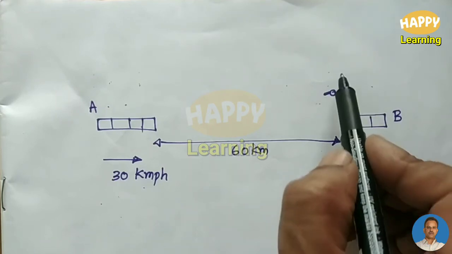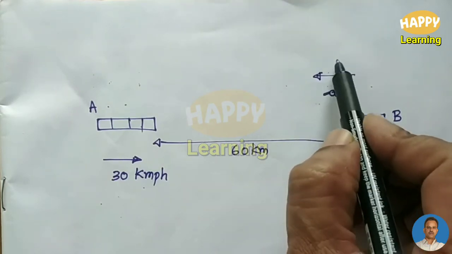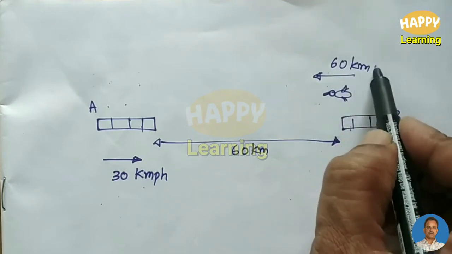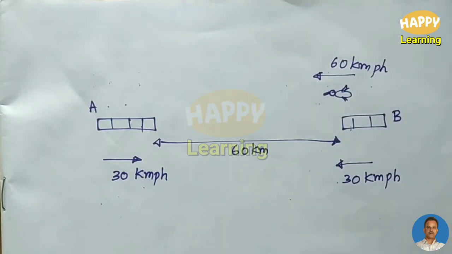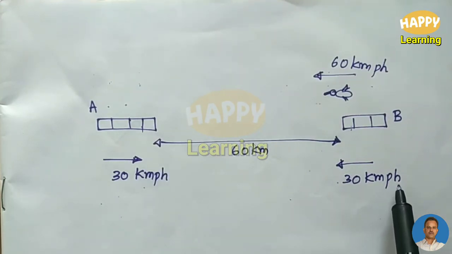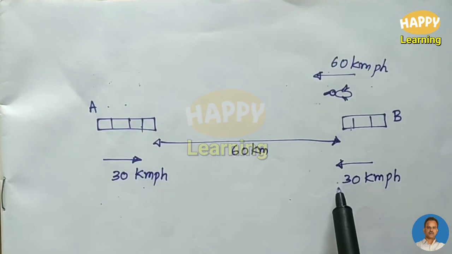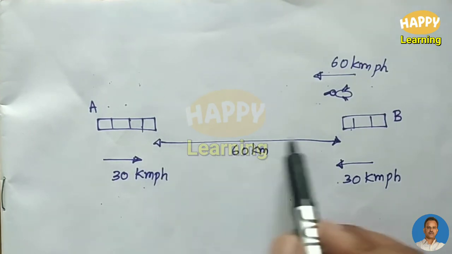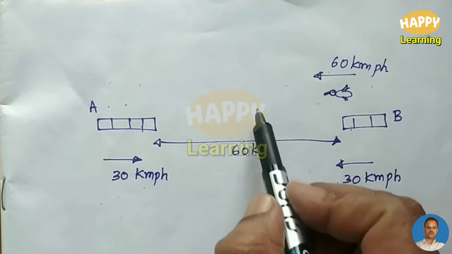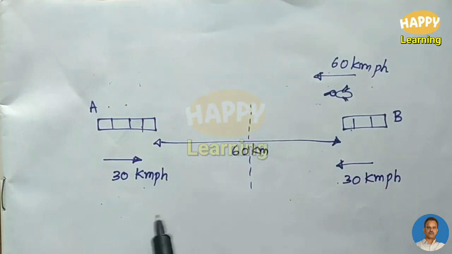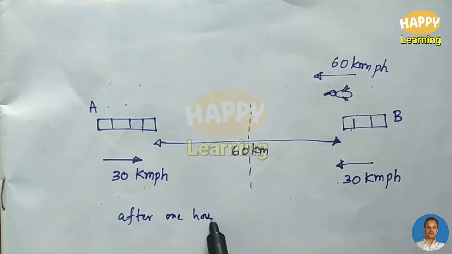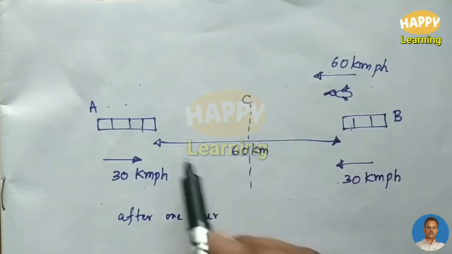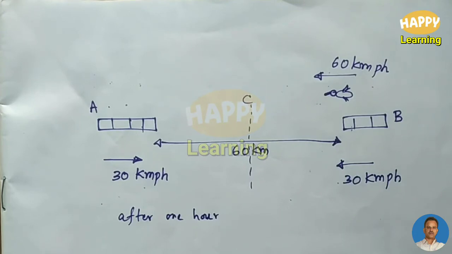Now, the speed of the bird is given as 60 kilometers per hour, right? This train is moving with a speed of 30 km per hour, and this one is also moving with a speed of 30 km per hour. So this total distance is 60 km. After 1 hour, at this point C, these two trains will meet.